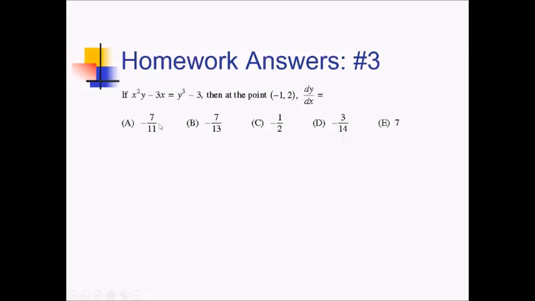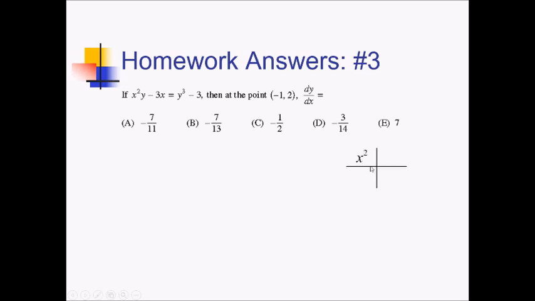For this problem, we're given this equation here, and we're asked to find the derivative at the point (-1, 2). So let's start by taking the derivative. Since I can't easily isolate y, we're going to use implicit differentiation on this. So going from left to right, first let's differentiate x squared y. For this, we will need the product rule. So let me set up my box and ribbon here.